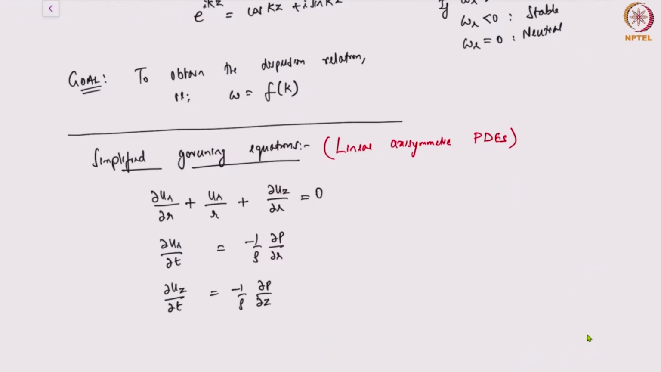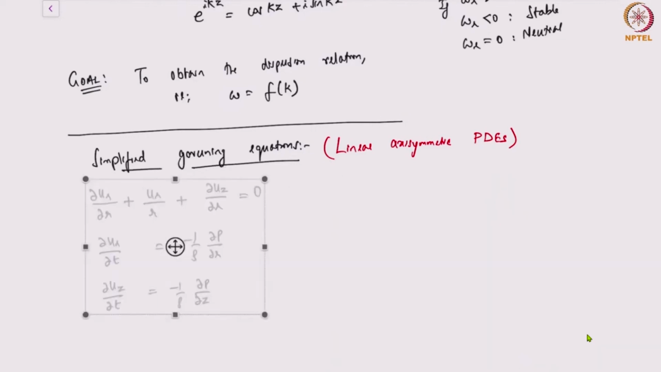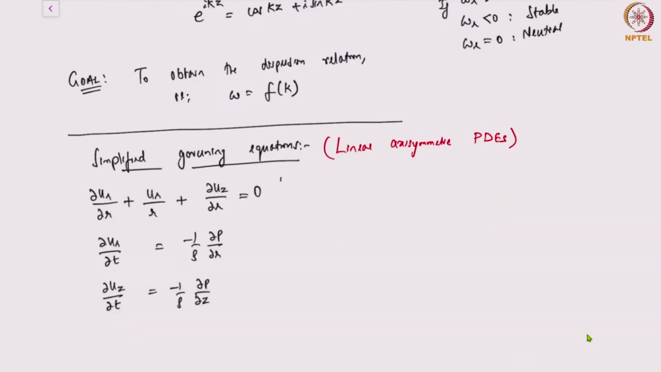Okay. Now we will introduce the normal mode form. The normal mode form, we introduce it as follows. Remember R is spatially and temporally varying, not the base state. The base state is constant R naught plus e power I omega t plus I kz.